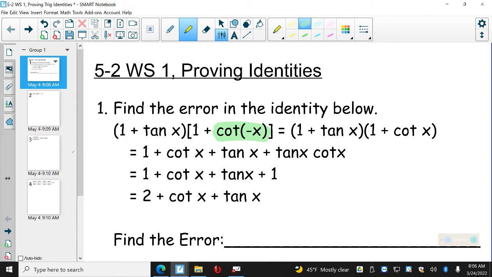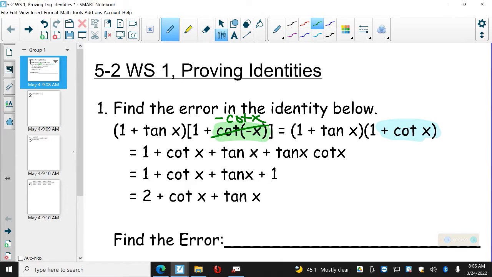You're going to say, okay, cofunction, even and odd identities, are even and odd identities. What is the cotangent at negative x? Negative cotangent. So what that means is this is actually going to be negative cotangent of x. What did they put in place of it? They put a positive cotangent. So what did they do wrong with this problem already? They put a positive instead of negative cotangent.